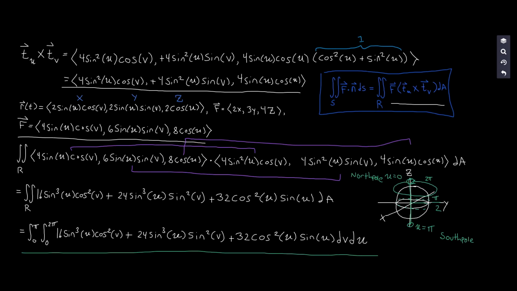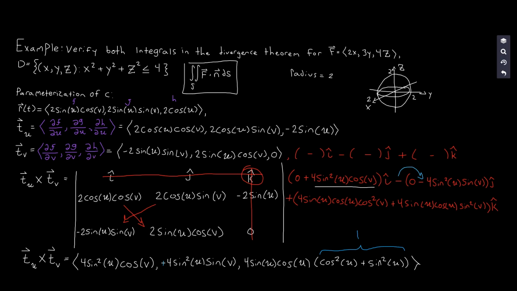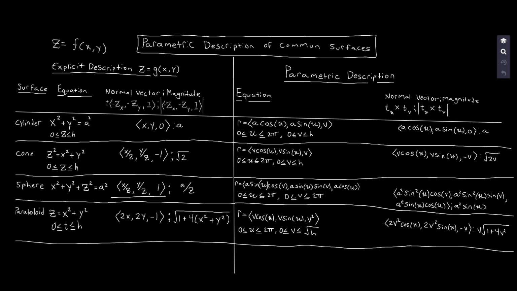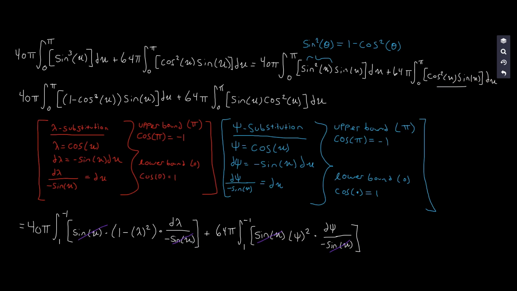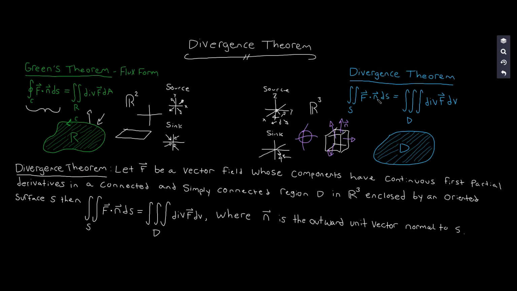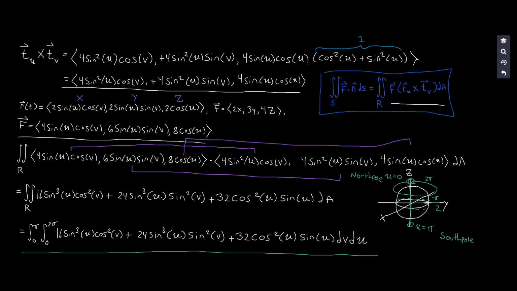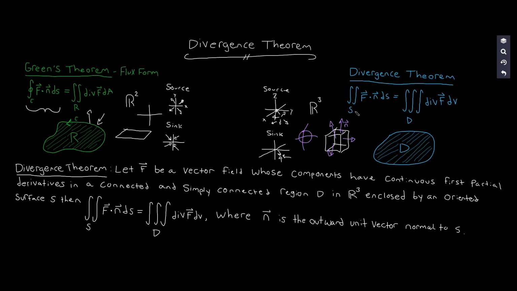So, where did we start here? Over here. We did utilize this chart, and that would be 1, 2, 3, 4, 5, and our answer is 96 pi. We found the answer to be 96 pi, and that was the left side of the divergence theorem. So we just applied the left side of the divergence theorem to this problem.